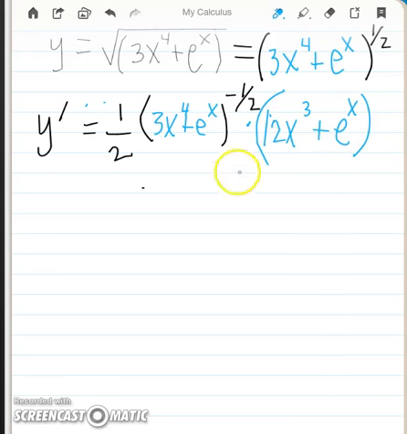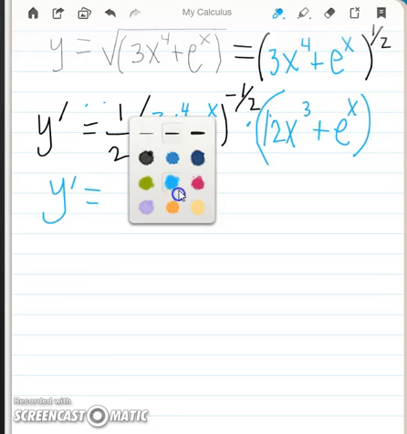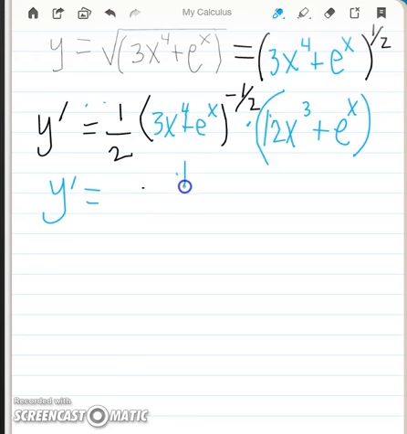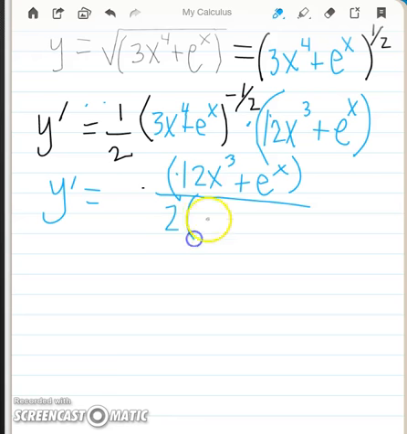Now, like I said, you could simplify this if you really wanted to and say y prime is equal to, bring the negative exponent to the bottom. And then we're going to keep that top parenthesis, 12x to the 3rd plus e to the x, up in the numerator. The 2 in the fraction out in front is still going to stay in the bottom. And I'm going to move the 3x to the 4th plus e to the x to the 1/2 power. And that could be your simplified answer.